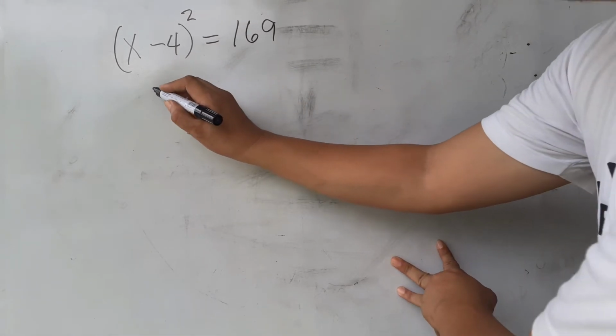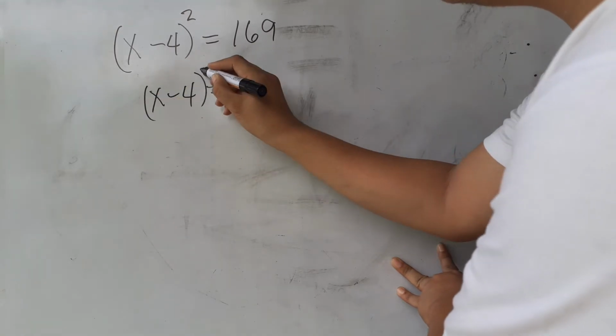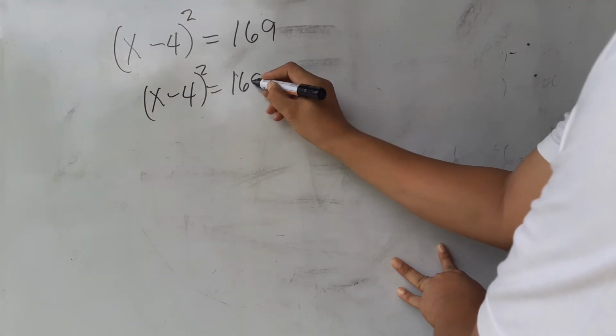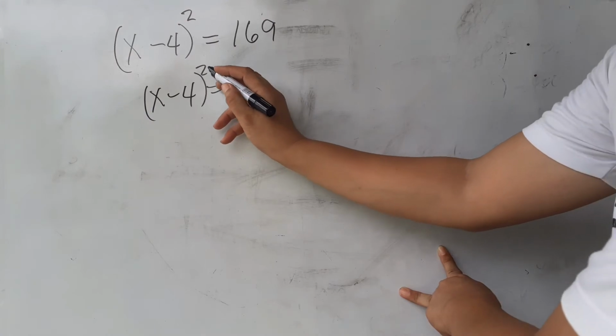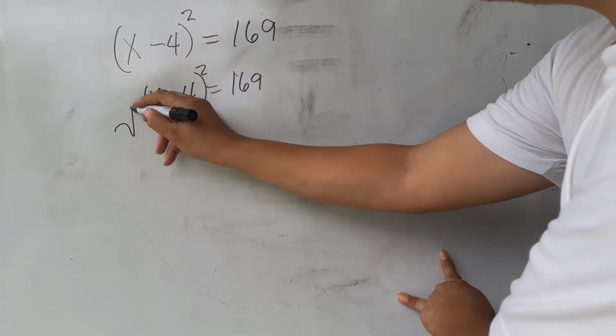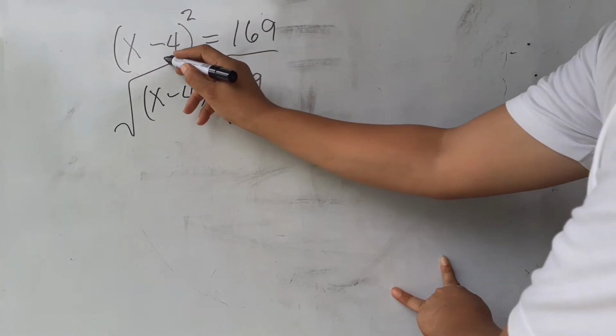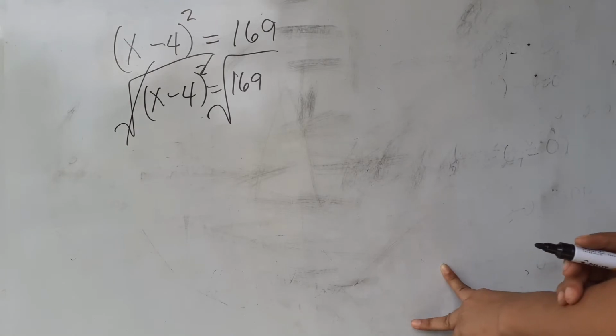Okay, so rewrite ko muna. So, we have x minus 4, it is equal to 169. Okay, para matanggal po yung 2 doon, square natin doon. So, kailangan natin kuhanin yung square root niya. So, cancel natin yon. Cancel po natin yung radical sign.